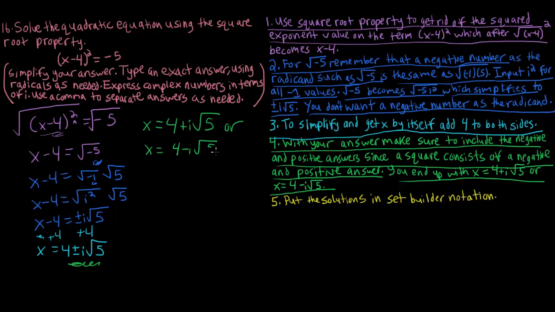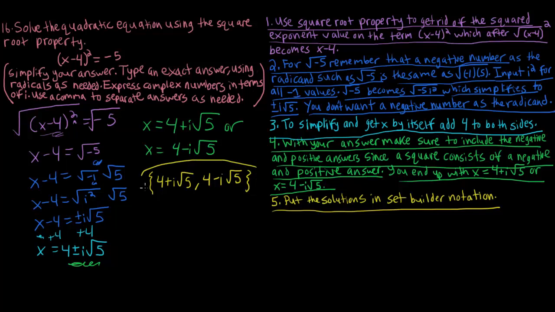And then the last step, step 5, we want to go ahead and put the solutions in set builder notation. So get our curly brackets. We have 4 plus i square root of 5, comma, 4 minus i square root of 5. Close it with curly brackets, and that's your answer.